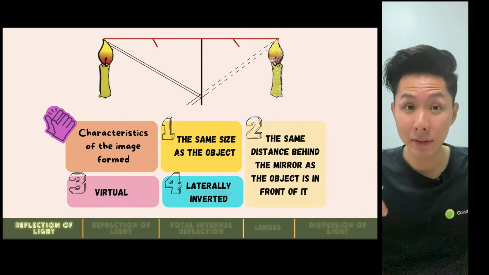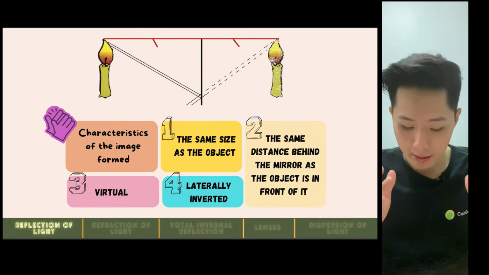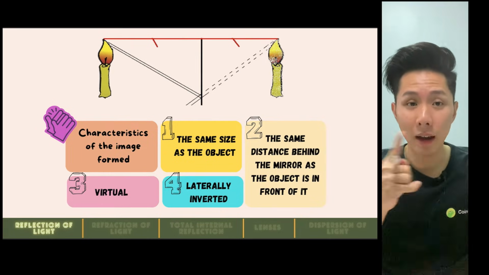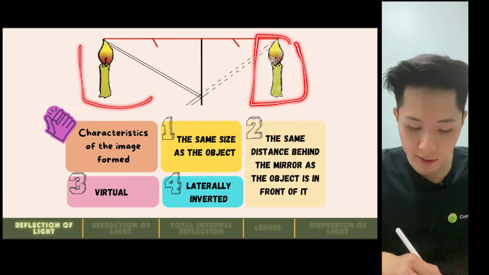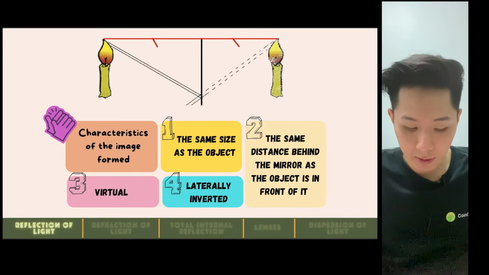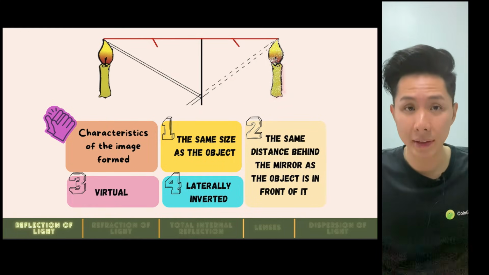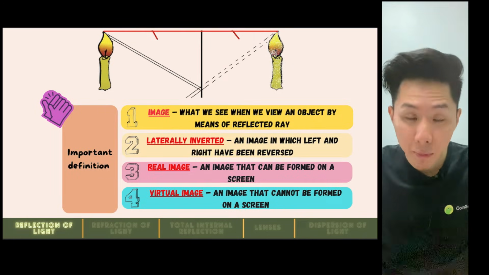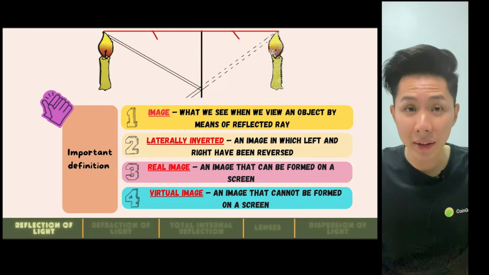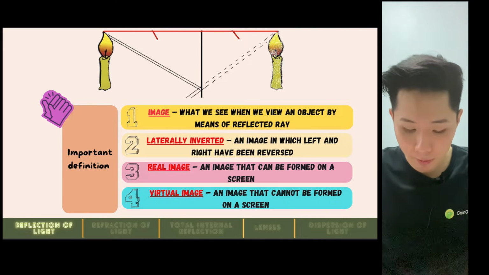Laterally means left and right. So laterally inverted means the left and right are inverted. So you can see that the two images here are laterally inverted. They're not quite the same. Okay, so here are just some of the definitions for you to understand before we proceed to the next subtopic.